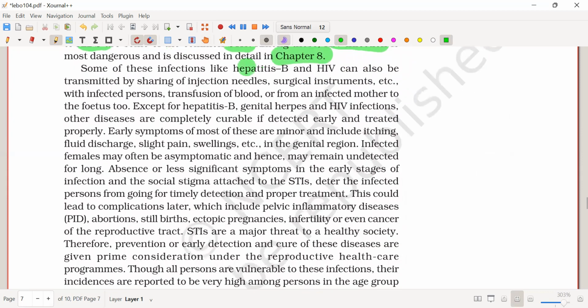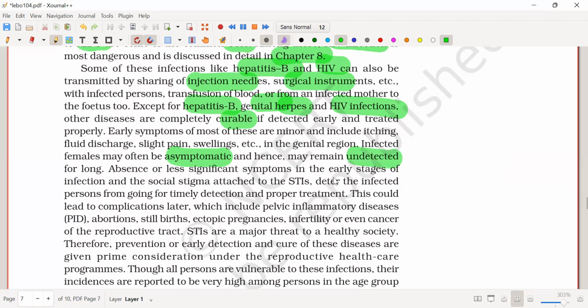Some of these infections like hepatitis B and HIV can also be transmitted by sharing injection needles, surgical instruments, etc. with an infected person, transmission of blood, or from an infected mother to the fetus too. Except for hepatitis B, genital herpes, and HIV infections, other diseases are completely curable if detected early and treated properly. Early symptoms of most of these are minor and include itching, fluid discharge, slight pain, swelling, etc. in the genital region. Infected females may often be asymptomatic and hence may remain undetected for long.